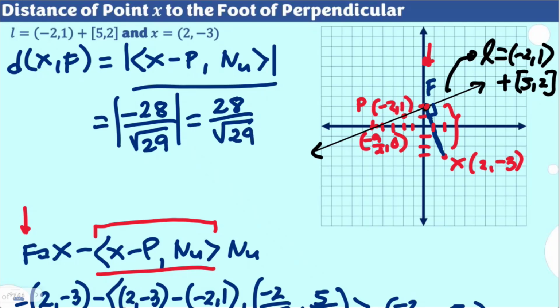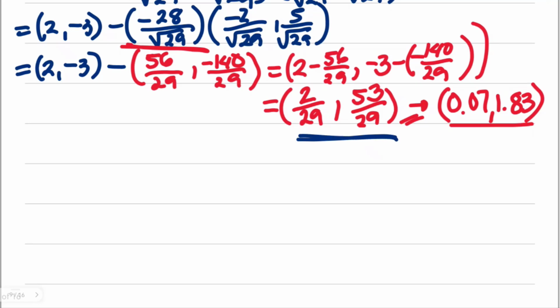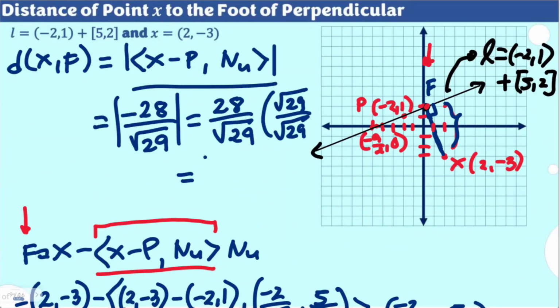But then again, the distance is the absolute value, so you will get here 28 over square root of 29. If you would like to rationalize that, multiplying by square root of 29 over square root of 29, you will get the distance from point x, which is (2, -3), and f, which is this one here, which is actually 28 square root of 29 over 29.